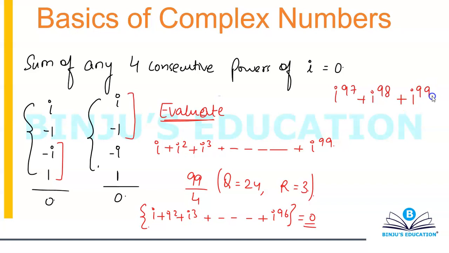And what is iota to the power 97? This is equal to iota. 98 is iota square and 99 is iota cube. Iota and iota cube are going to get cancelled and you'll be left with the answer -1, because iota square is -1.